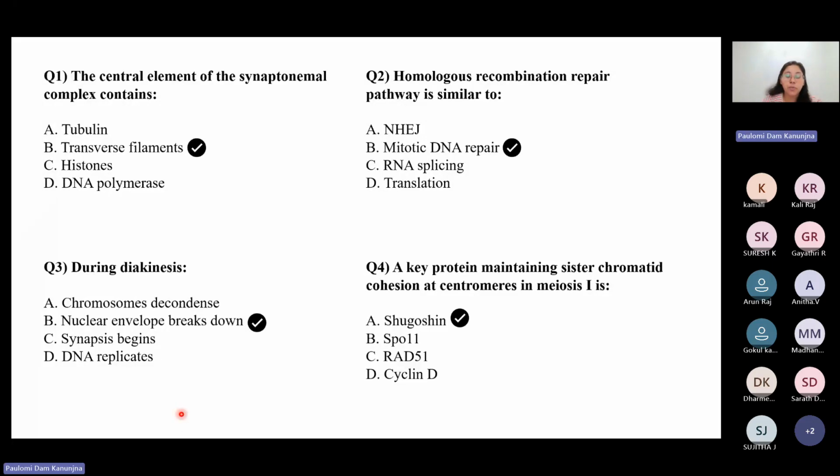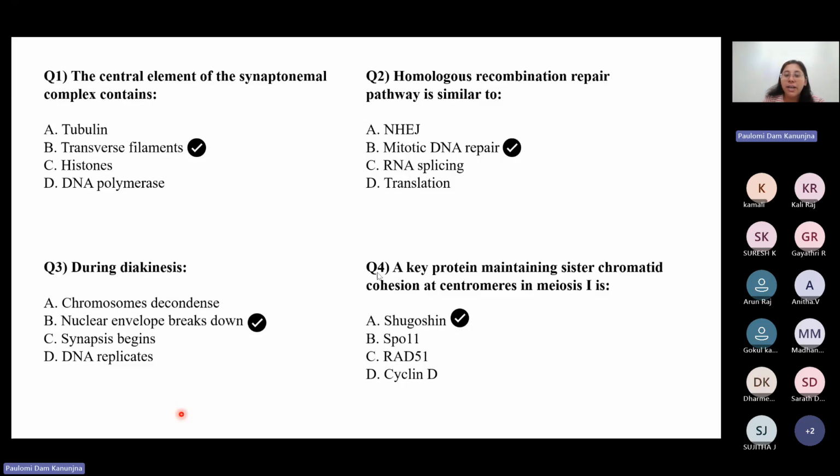The central element of the synaptonemal complex contains transverse filaments. So these basically connect. As we saw in the synaptonemal complex, there were these kinds of strands between the chromosomes. So that's the transverse filaments.